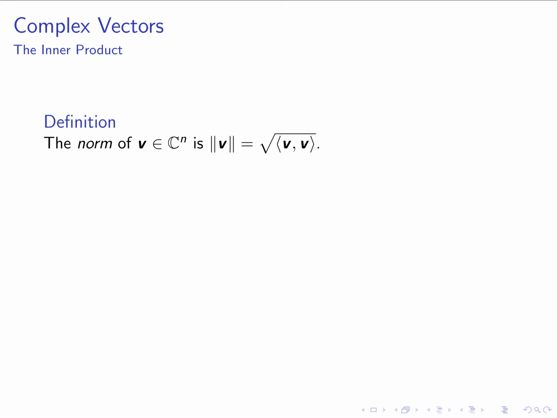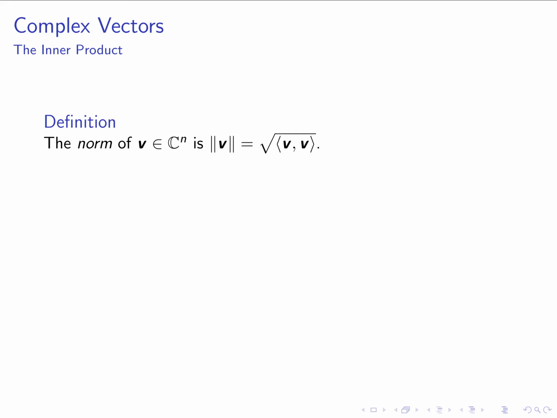So this is how we define the length or the norm of a vector in Cn. The norm of a vector in Cn is defined notationally the same way we define the norm in Rn, except now instead of using the dot product of a vector with itself, we're taking an inner product of the vector with itself. So the norm of a vector in Cn is the square root of the inner product of the vector with itself.